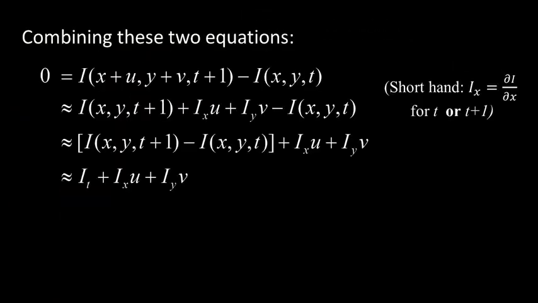And then finally, on this last one, you'll see that this here is just I sub x times u plus I sub y times v. That's just the gradient, I sub x, I sub y, dotted with however the point is moving. That's u, v. So we write that like this, that 0 is approximately I sub t plus the gradient of the image dotted with this vector u, v. u, v is the direction of motion. Got it? Cool. All right, keep going.